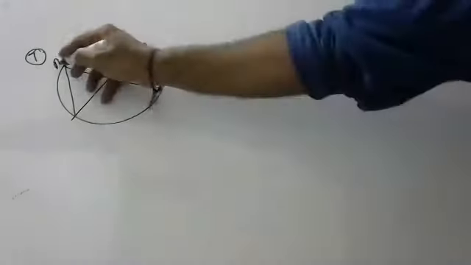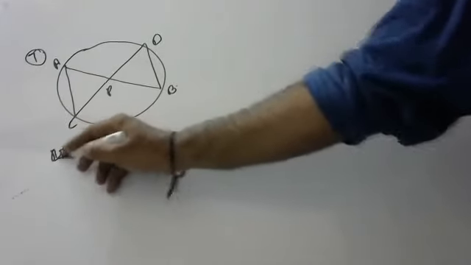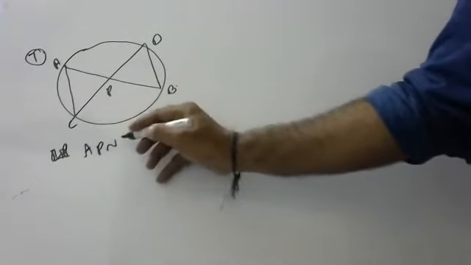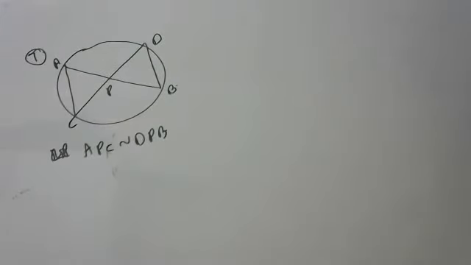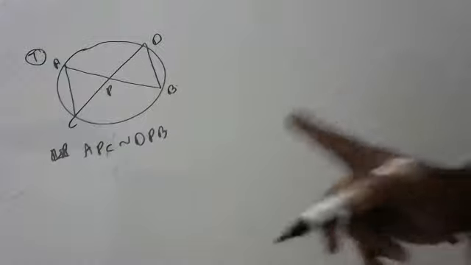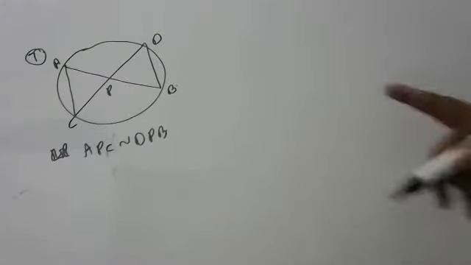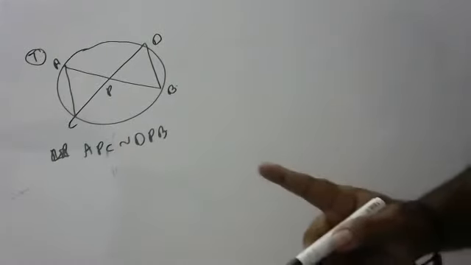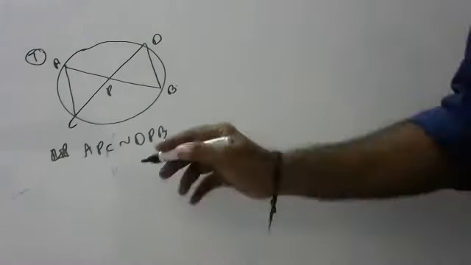So this is A, this is C, this is B, this is D, this is B. Okay, children, he's asking us to prove that triangle ABC is similar to triangle DBD. O is the center, P is not the center, because they have said P is not the center. How to prove this? Anyone?